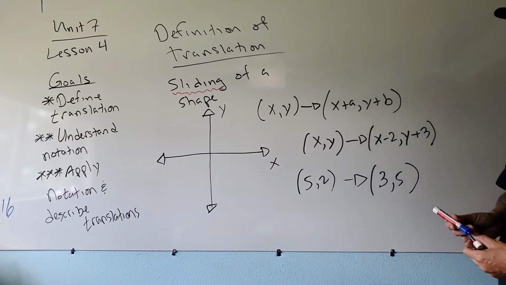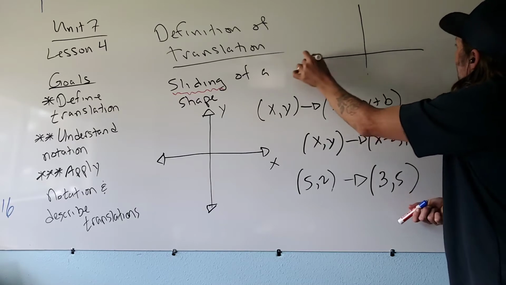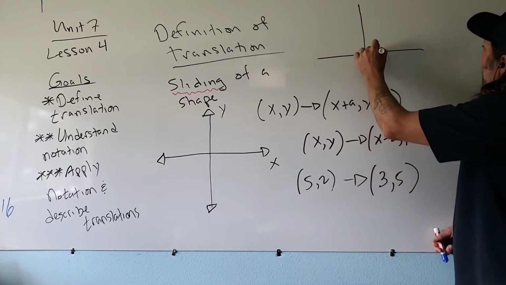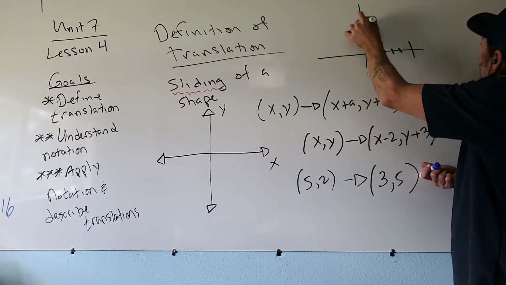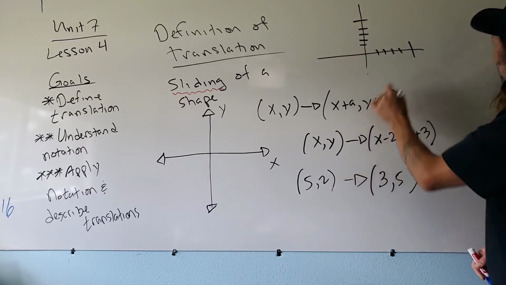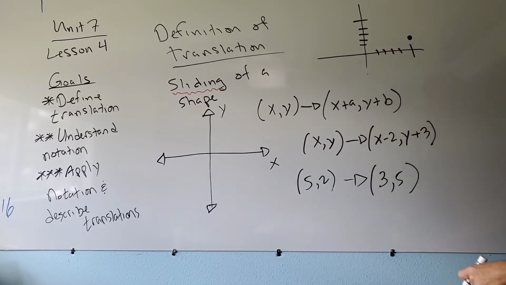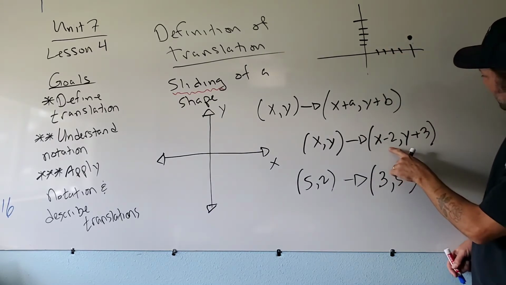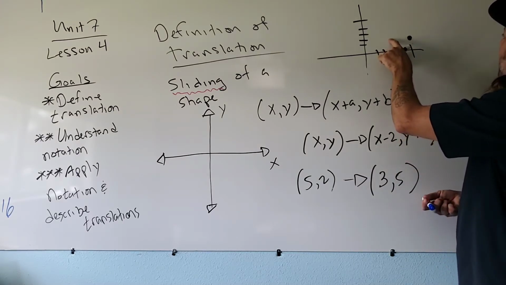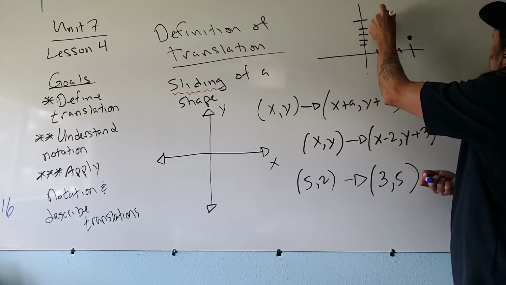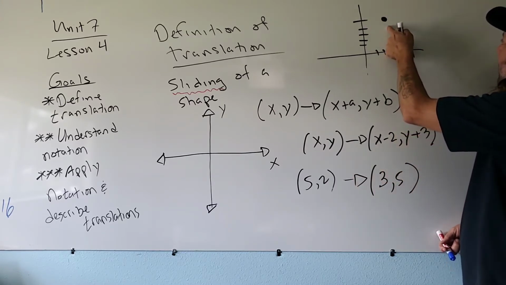I'll just draw real quick what happened, just so you can get a visual of this problem. So 1, 2, 3, 4, 5. 1, 2, 3, 4, 5. We started at (5, 2). This is where we started. And from here we went to the left 2, 1, 2, and we went up 3, 1, 2, 3, and we ended up here. So again, we went left and up.